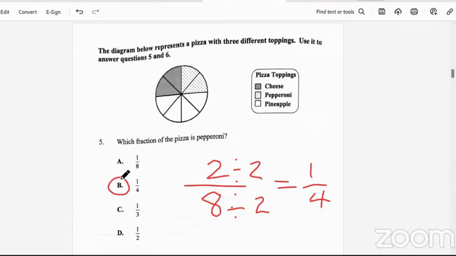Okay, that's the answer. So a quarter of the pizza is pepperoni.